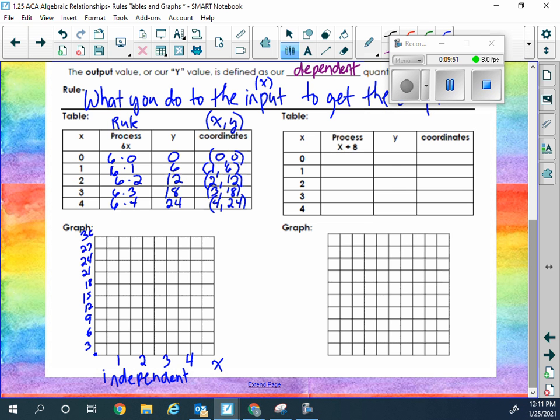Okay. And this is our dependent, because the outcome is dependent on what we're putting in. Okay? So now let's just put all of these coordinates on here. 0, 0, 1, 6, and so on. Just keep going.